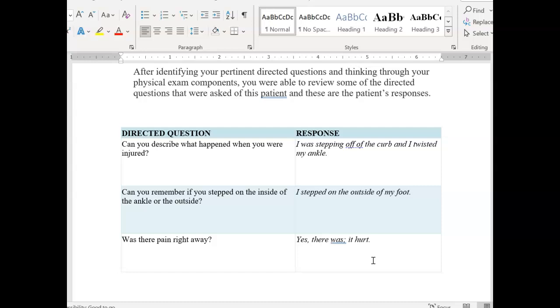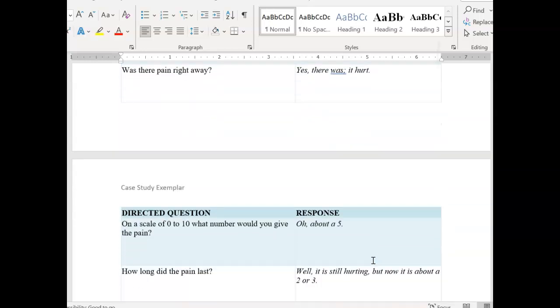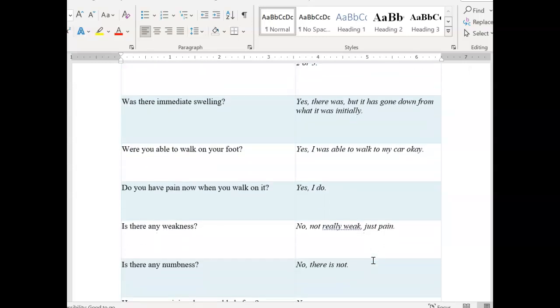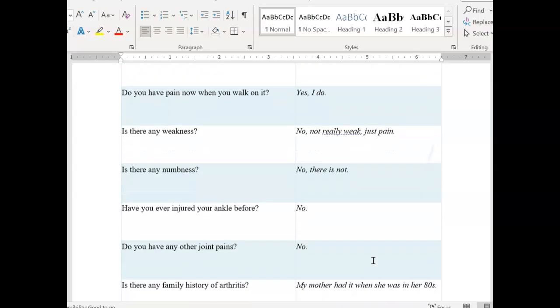So someone said, can you describe what happened when you were injured? And they say, I was stepping off of the curb and I twisted my ankle. Was there pain right away? Yes, there was. It really hurt. How long did the pain last? Well, it's still hurting. It's about a 2 or a 3 right now. Did you have immediate swelling? Were you able to walk? Do you have pain now when you walk on it? Is there any weakness? Was there any numbness?